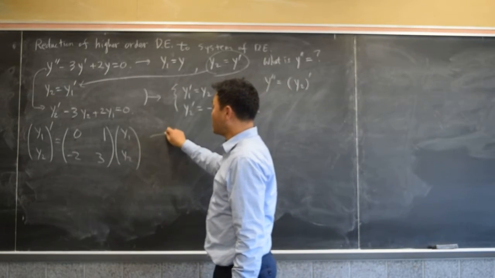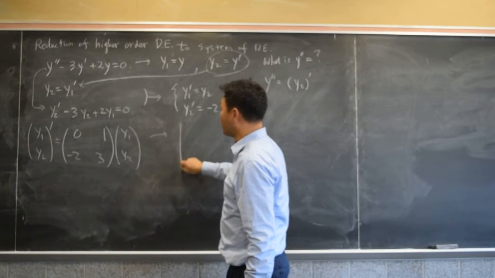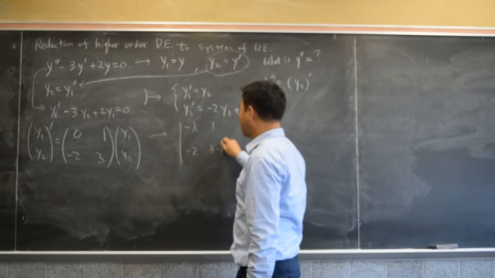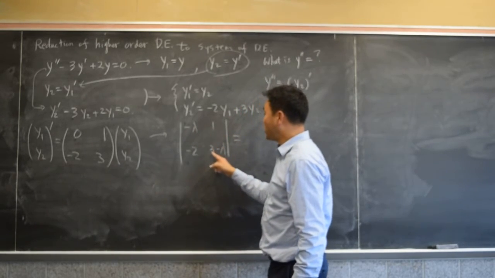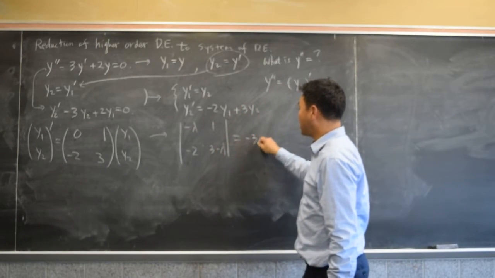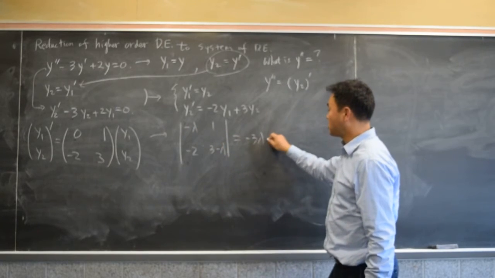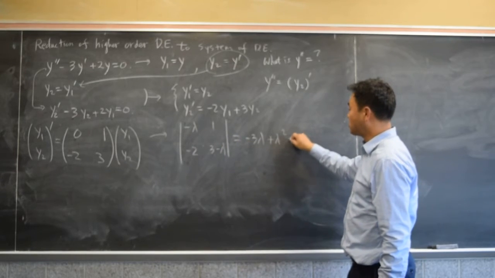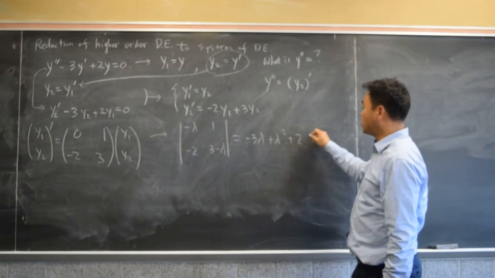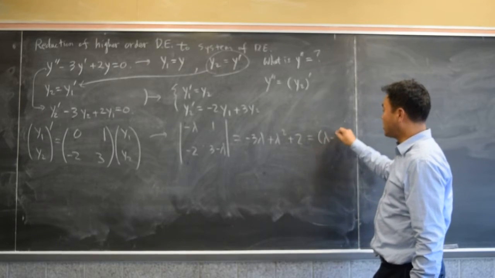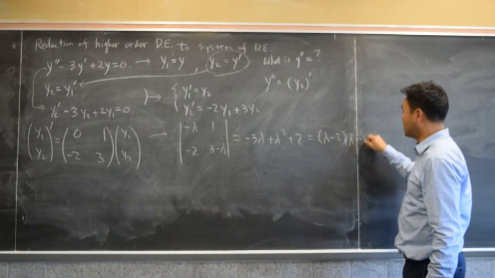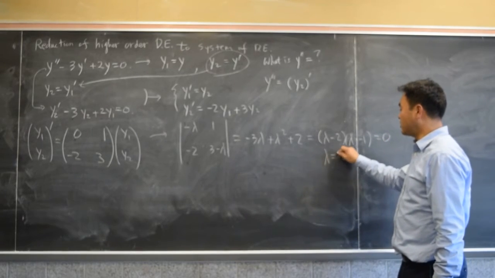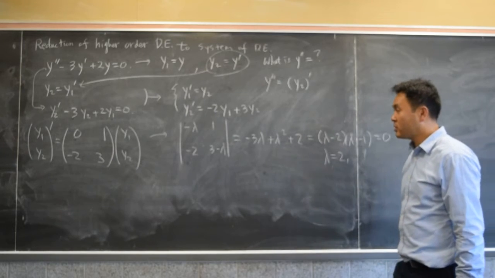So if I take the characteristic equation, it is negative lambda, 1, negative 2, 3 minus lambda. If you multiply this, negative lambda times 3 is negative 3 lambda. Negative lambda times negative lambda is positive lambda squared. Negative 2, and then you're subtracting negative 2, so it's plus 2. So that gives you lambda minus 2, lambda minus 1 equal to 0. So our eigenvalues are 2 and 1, right?